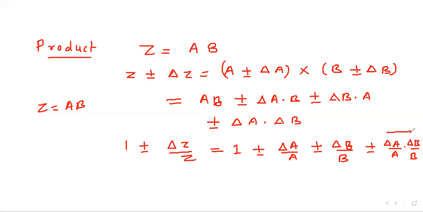Here, this term can be neglected because delta A upon A and delta B upon B both are smaller quantities and their product will also be very small. So we can cancel 1, 1. So we are left with delta Z upon Z equal to delta A upon A plus minus delta B upon B. For maximum error, we write delta Z upon Z equal to delta A upon A plus delta B upon B.